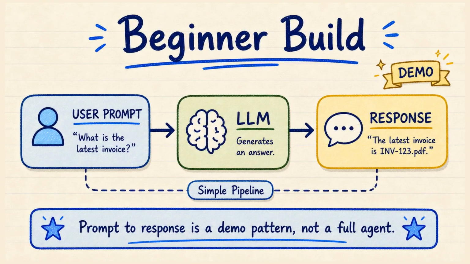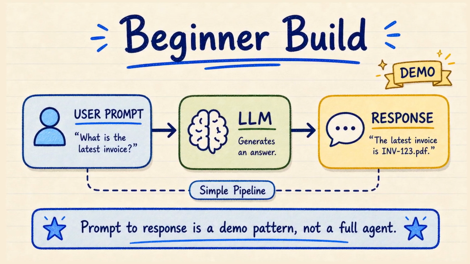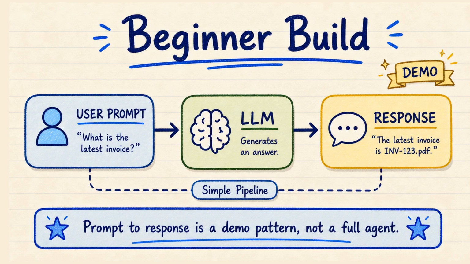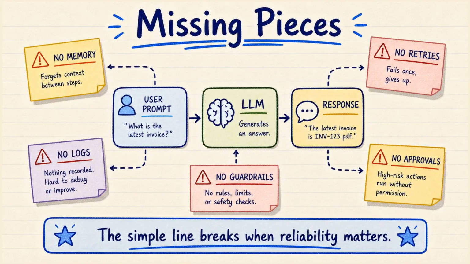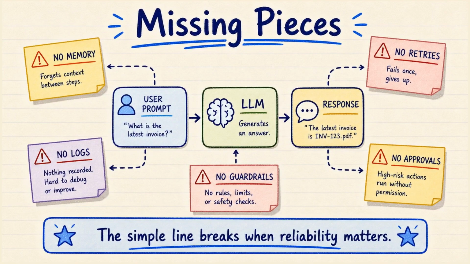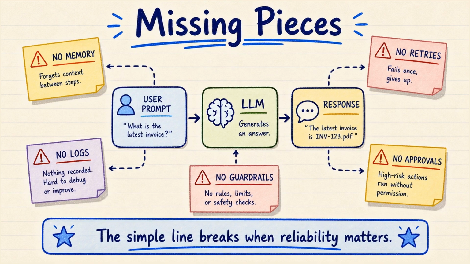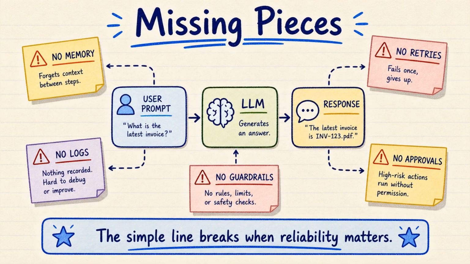Beginners usually build a straight line, user prompt, LLM, response. That is fine for a demo or a simple assistant, but it is not a real agent architecture. That design breaks as soon as you need reliability. There is no plan, no state, no tool governance, no retry logic, and no audit trail. It can sound right while still doing the wrong thing.